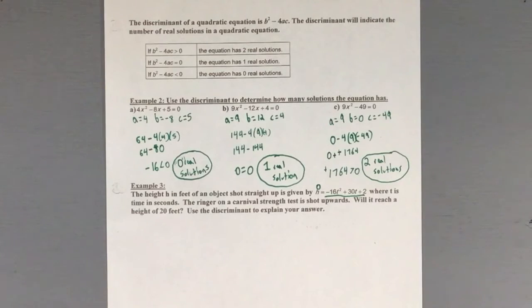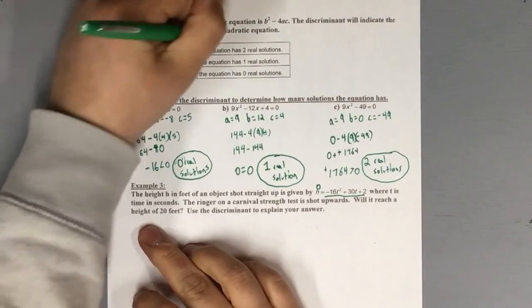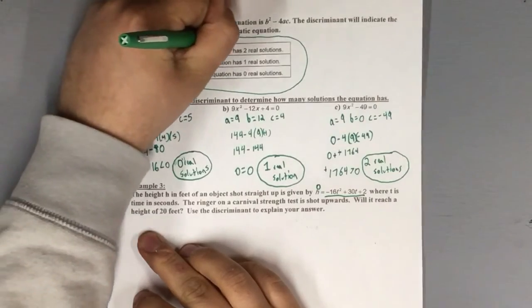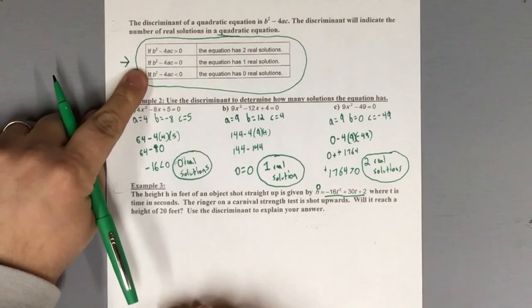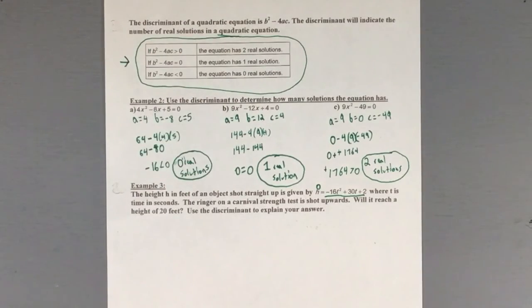The one thing I will tell you, if you want to write something down, or the big takeaway from the notes today, is this box right here. This is going to be the number one thing that's going to help you with today's lesson, because if you could figure out what to plug in, this is all you really need to know, and that's whether you have 2, 1, or 0 real solutions. That's the number one takeaway from today.